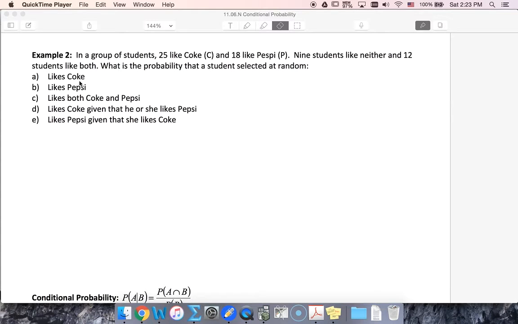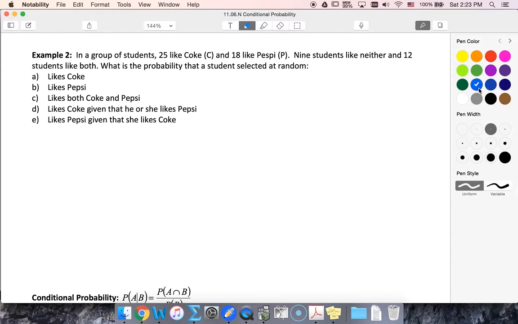Hello students. In this example, we're talking about students who drink Coke and/or Pepsi. So we have 25 students that like Coke, 18 that like Pepsi, 9 like neither, and 12 like both. So it seems like they've given us all our information, so let's make a Venn diagram out of it.